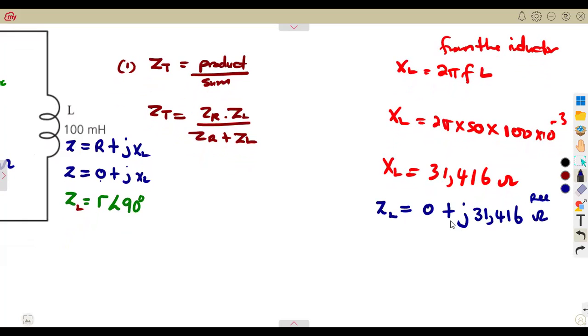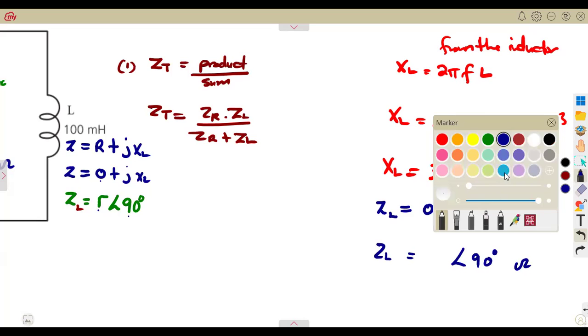What about in polar form? So in polar form, we're going to have our angle of 90. It's purely inductive, that one. So don't even concentrate on the angle there. You know that the angle will be 90 degrees. What you just need to calculate is your R.